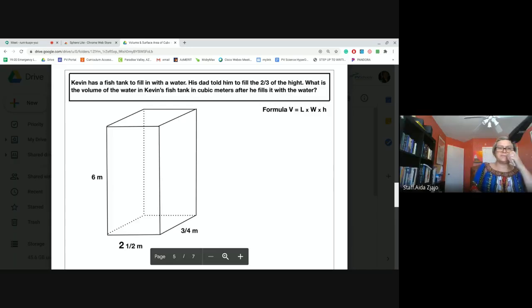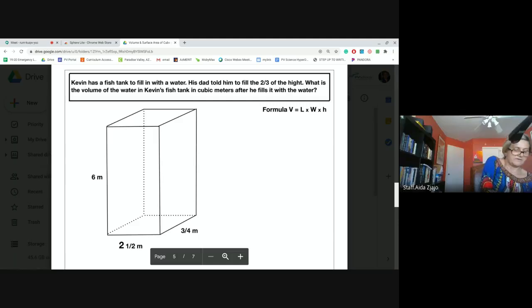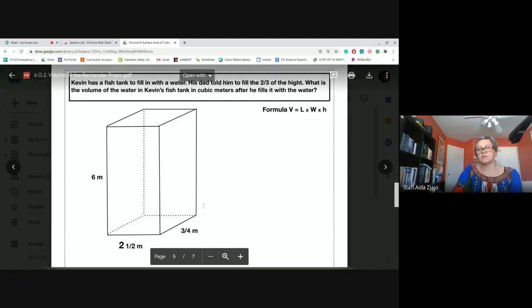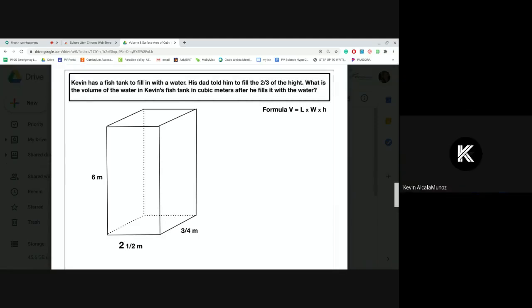So right now you see the picture, correct? What is the height of the tank? What is the length of the tank? And what is the width of the tank? The height is 6. Bravo, that's correct. The length, I'm pretty sure it is 2 and 1/2. 2 1/2 meters. Bravo. And then what is the width? It is 3/4.